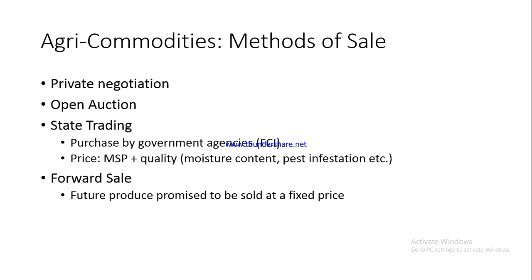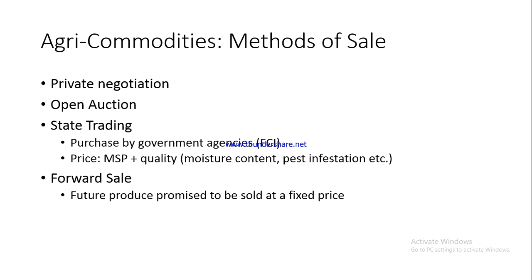So there is some kind of a promise which is made by the farmer that he would be selling his produce in future. The produce is maybe not yet sown, or the produce is yet to be harvested, but then there is a contract which will materialize only in future. So that is why it's called a forward sale. So the future produce is promised to be sold at a fixed price.